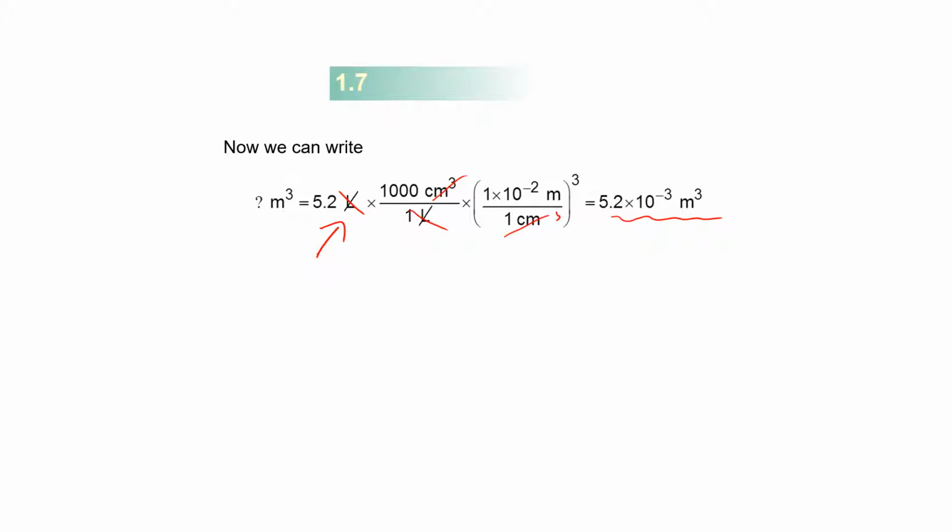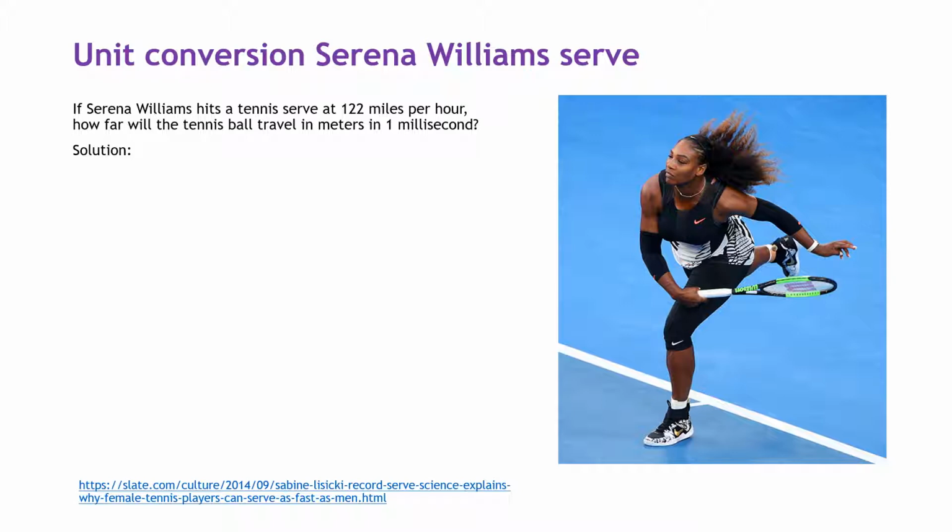Instead of expressing it in liters, we now have it in meters cubed. We're now going to take a look at a slightly trickier problem. Let's suppose that we're taking a look at Serena Williams' serve, and her serve travels a rather spectacular 122 miles per hour. So our question is, how far will the tennis ball travel in meters per millisecond? So how far will this tennis ball go in the duration of 1 millisecond?